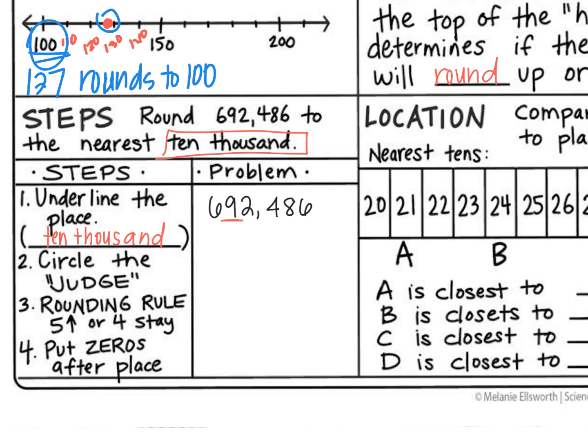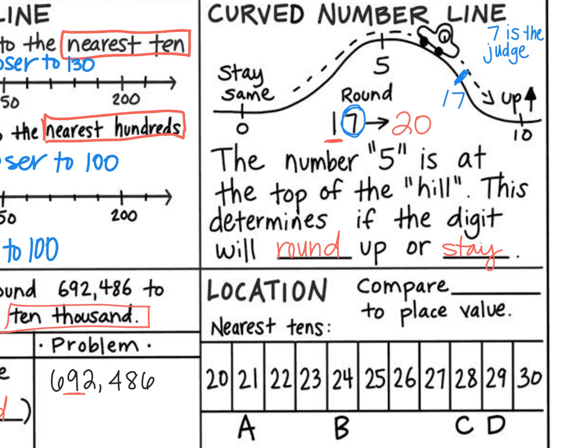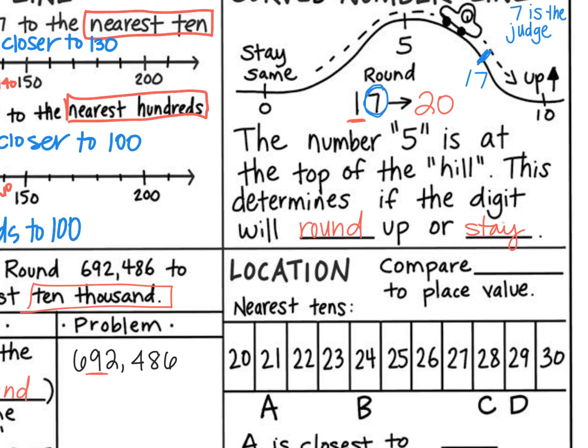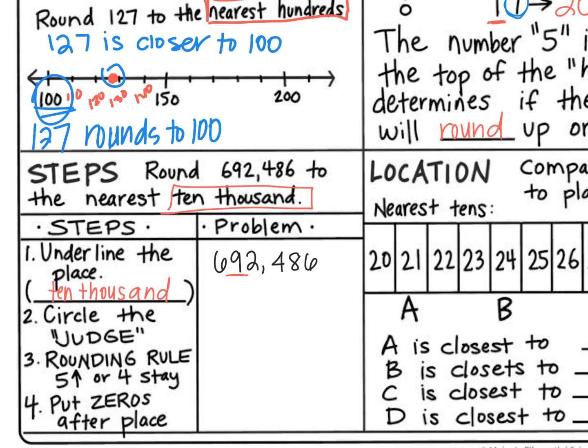Who's the judge? Is it to the left or to the right? Look up here. Was it to the left or to the right? It was to the right. So I'm going to circle what number? Which number's to the right of the 9? 2. Okay. 2 is my judge. It is to the right of the digit that I'm rounding. I'm rounding the 9. The 9 is either going to go up or it's going to stay the same.